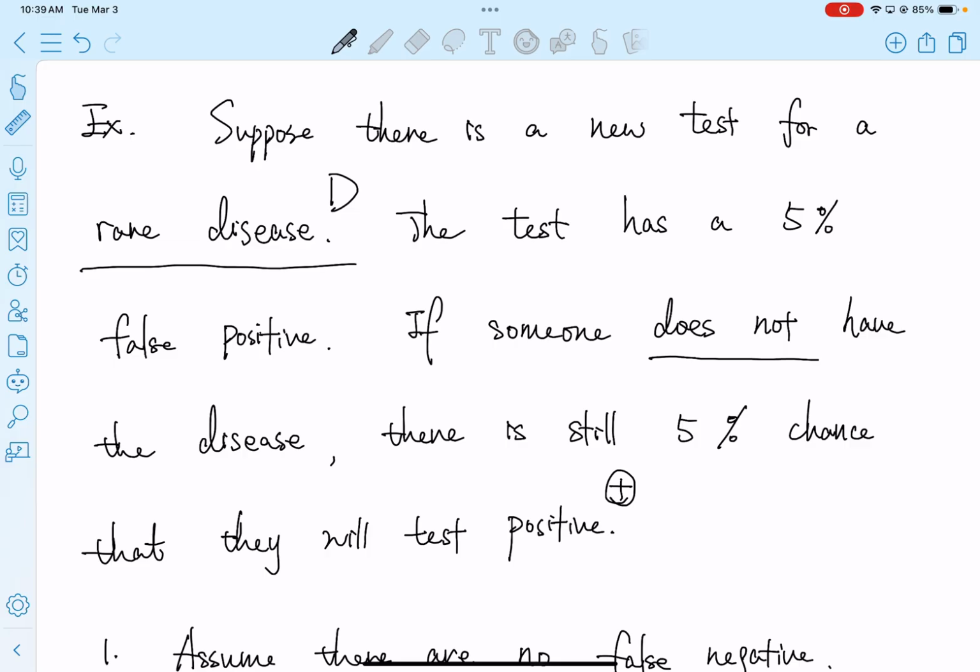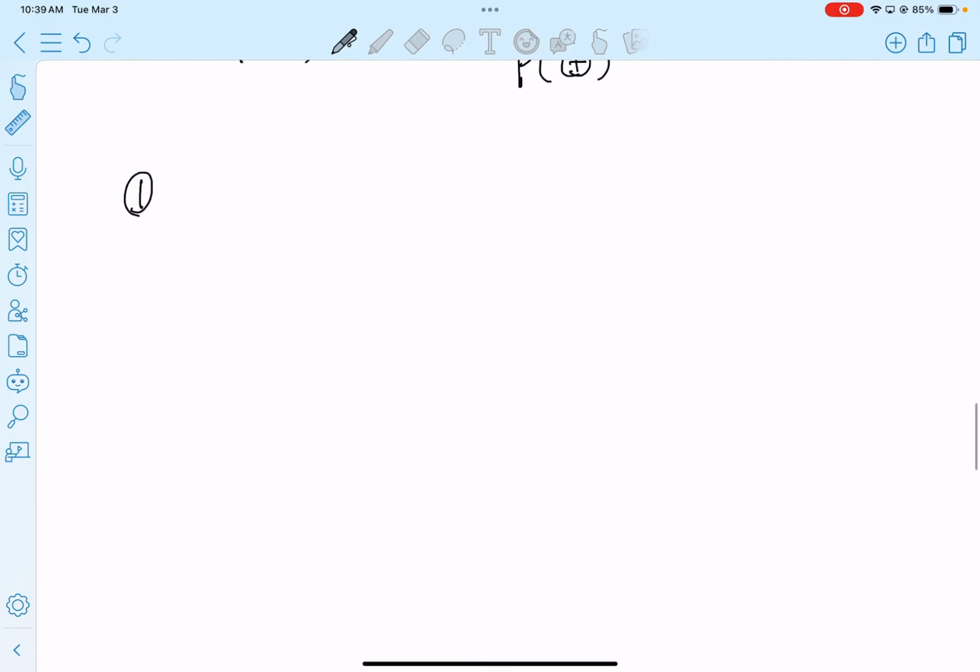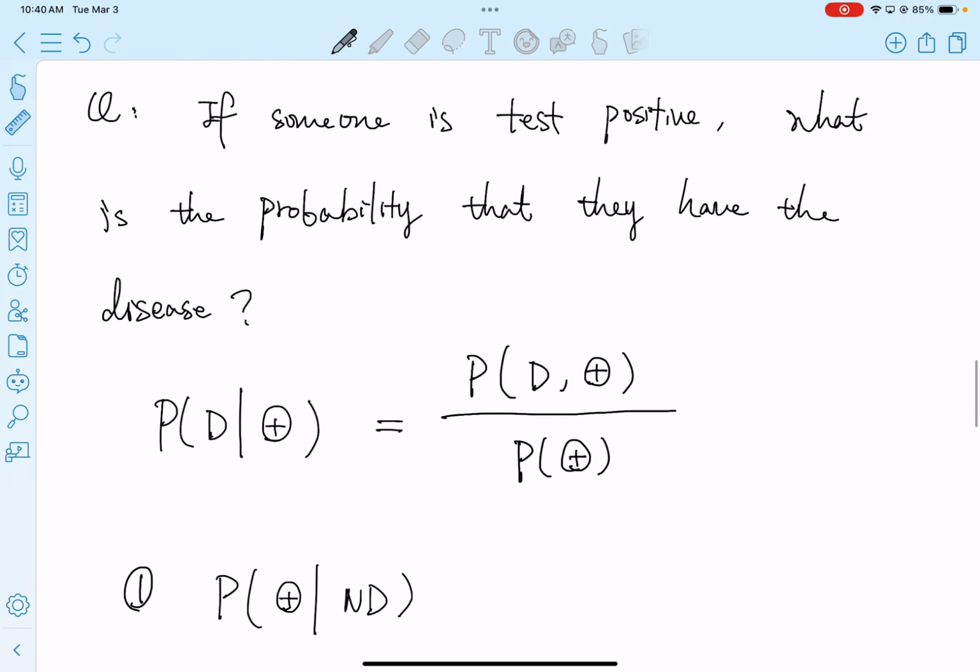So let's write that down in mathematical language. The first piece of information that we can get is the probability of testing positive, conditional on the person not having the disease. Let me put ND for no disease, okay? So the probability of testing positive, conditional on the person not having the disease. Let me write it as plus conditional on ND.